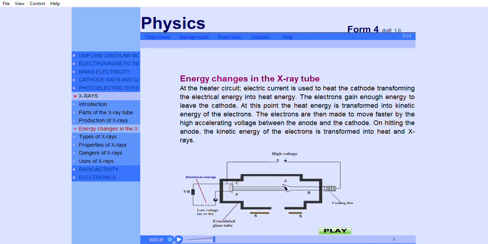Energy changes in the X-ray tube. At the heater circuit, electric current is used to heat the cathode, transforming the electrical energy into heat energy. The electrons gain enough energy to leave the cathode. At this point, the heat energy is transformed into kinetic energy of the electrons. The electrons are then made to move faster by the high accelerating voltage between the anode and the cathode. On hitting the anode, the kinetic energy of the electrons is transformed into heat and X-rays.